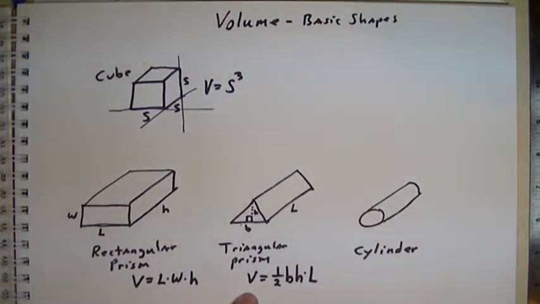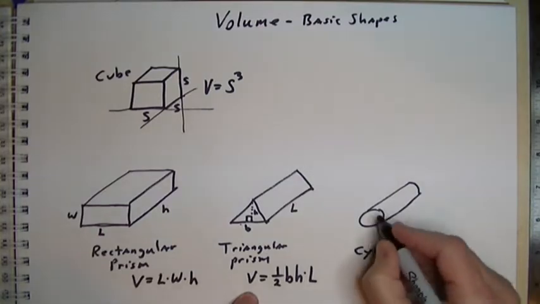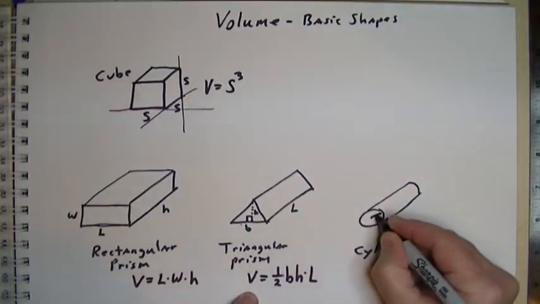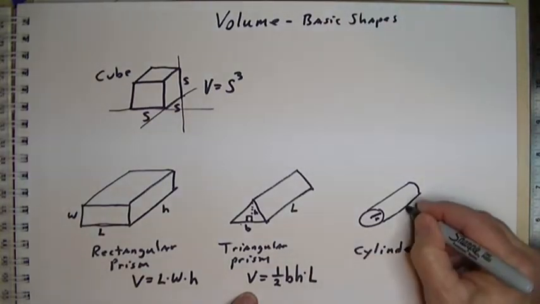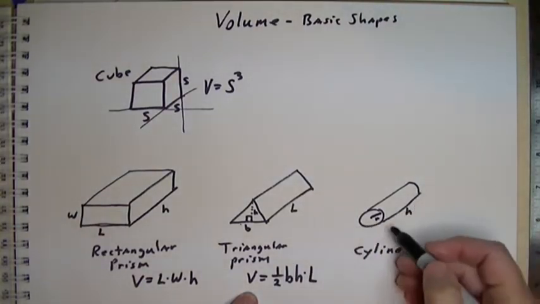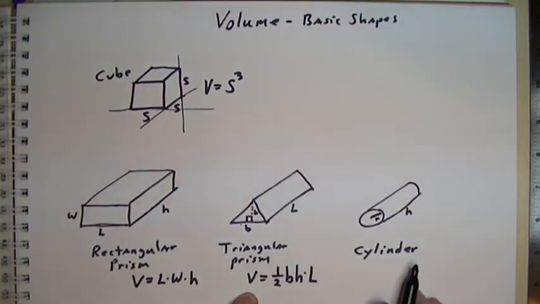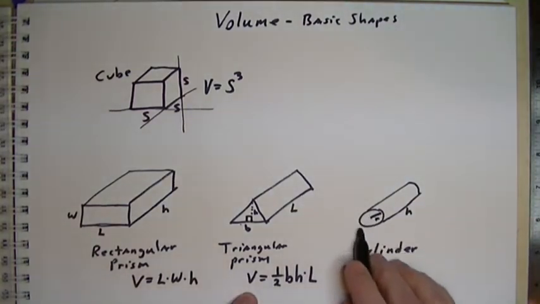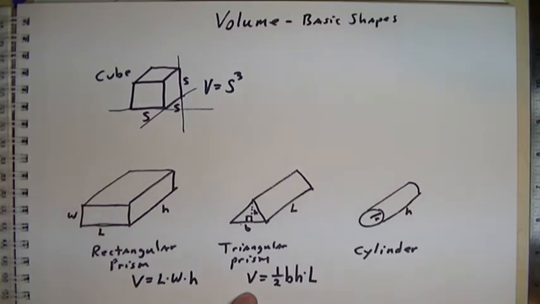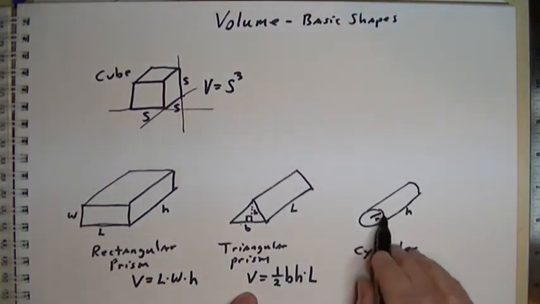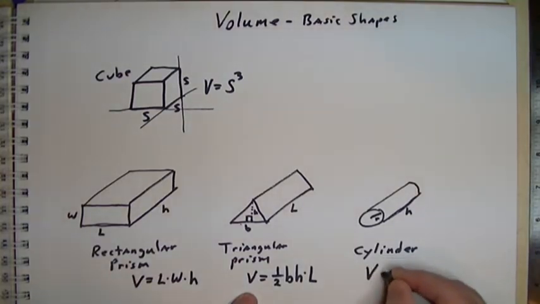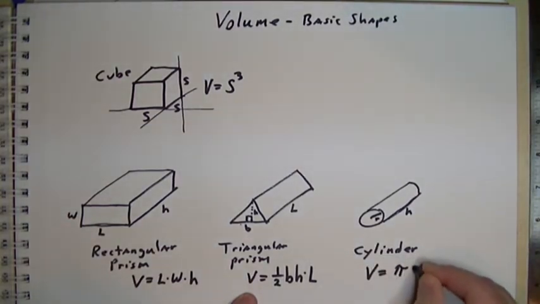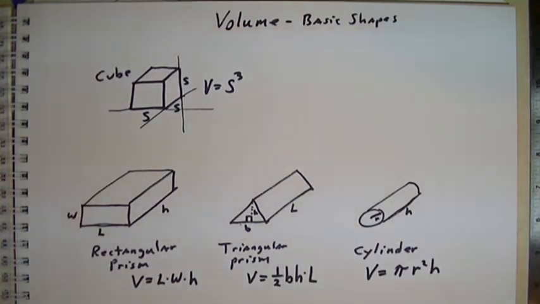Okay, finally we get to the cylinder. We're going to do the exact same thing again. We're going to calculate the area of the end and multiply it by the height or length of that cylinder. So how do you find the area of a circle? Well, the area of a circle is pi r squared, so the volume is going to be pi r squared times this third dimension. So here our volume is pi r squared times that next dimension.